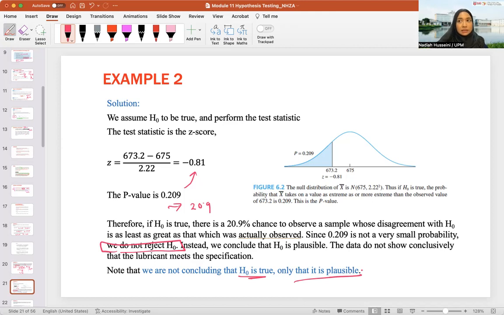We're not saying that it is 100% true. We're saying that it is a possible statement. So again, you have to have this kind of statement in your report later on. We're going to continue learning about hypothesis testing, and hopefully you can progress along your report as we learn.